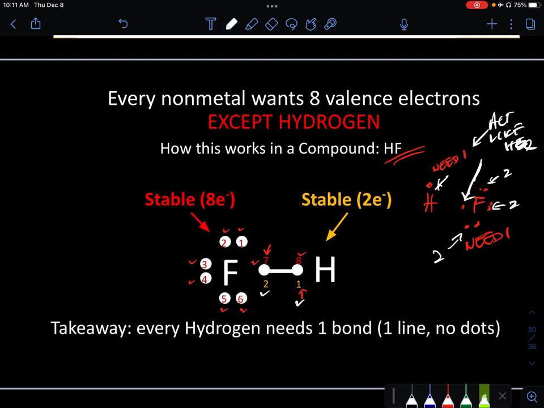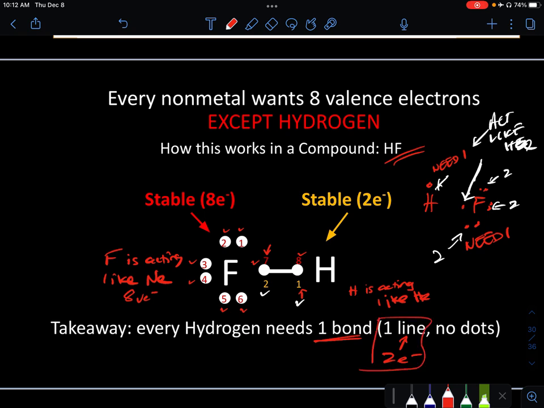So now what we see is hydrogen is acting like helium, all right? And fluorine is acting like, what is it, neon, I believe, if I remember right, all right? Because it's got its 8 valence electrons. So they're both going to be stable, all right? So hydrogen only is going to need 1 bond. When it has 1 bond, that means that that one line will contain 2 electrons. That's a big deal for us, okay? That's a really, really big deal, is that anytime we get 1 line, that's going to be 2 electrons, all right?